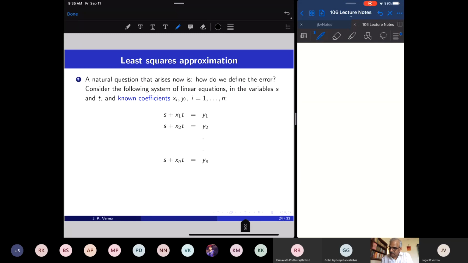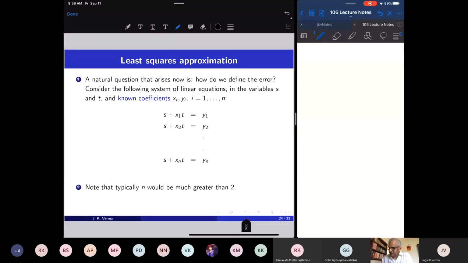Let us consider the following system of linear equations. The known data is xi, yi. This is the data collected from the experiment, and we want to fit a straight line to this data. Suppose that s and t are the parameters of the straight line, and they fit all the data. Then s plus x1t equals y1, etc. So all these equations will be satisfied.